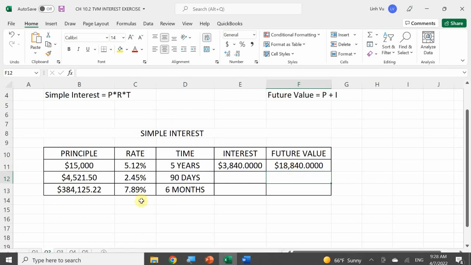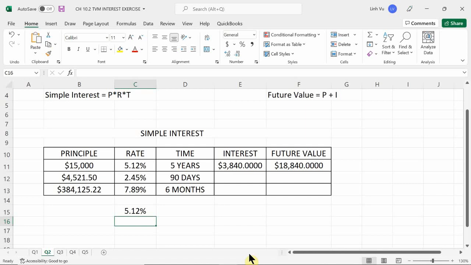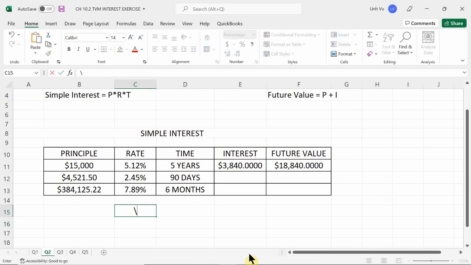It sounds like you need to do a math lesson here. 5.12%. To convert that into decimals, you're going to move this little dot right here next to the 5 to the left twice. It's going to be 0.0512.